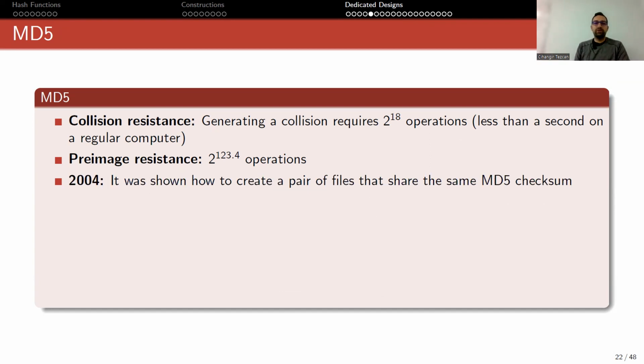And these collisions provided some problems in the past. So in 2004, it was shown how to create a pair of files that share the same MD5 checksum. This is why actually cloud does not use MD5. You can have different files with the same hash and you can break the system.